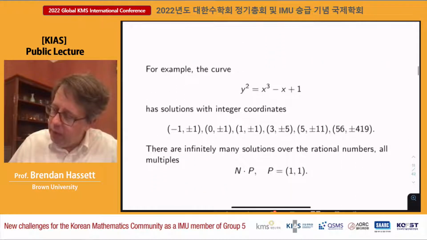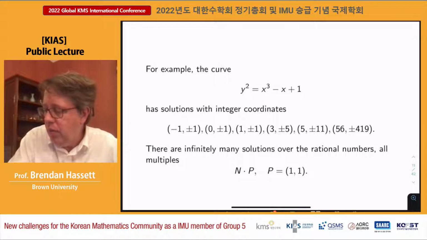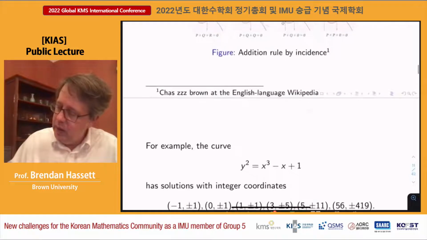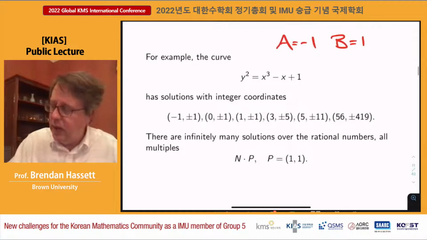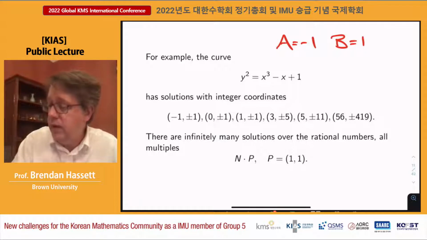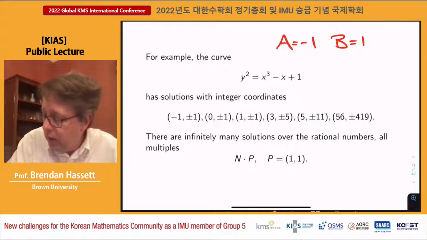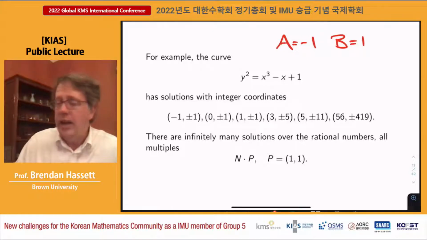And so here's an example of some points. I took the case of y squared equals x cubed minus x plus 1. So this is a case where a is equal to minus 1 and b is equal to 1. So this is a special instance of an elliptic curve. And I wrote down the first few fairly obvious solutions with integer coordinates. So here, these are the ones where the coordinates are whole numbers. There are many additional solutions over the rational numbers. So I didn't write all the rational solutions.